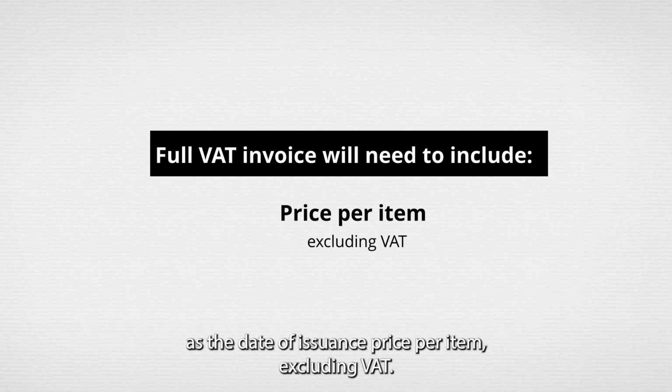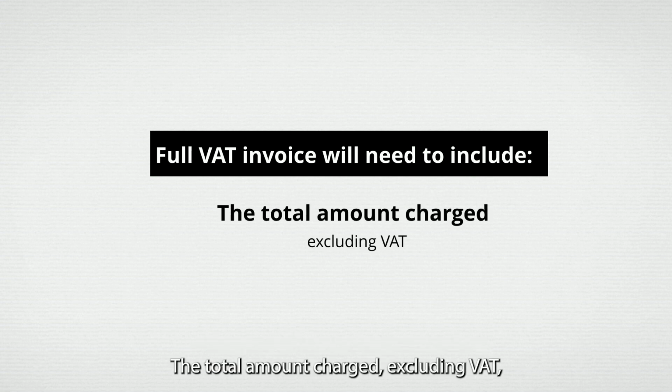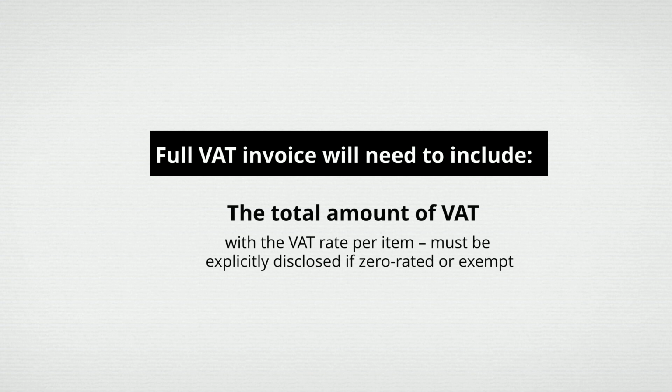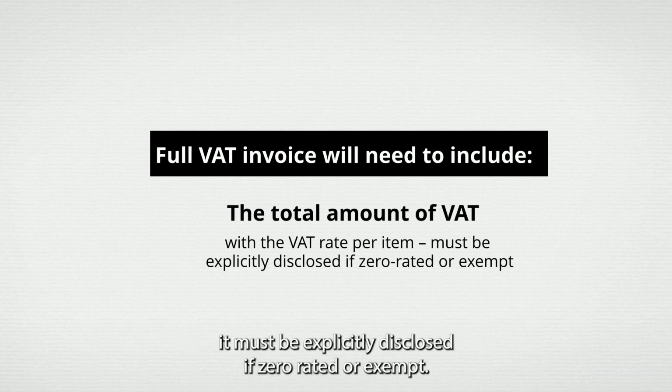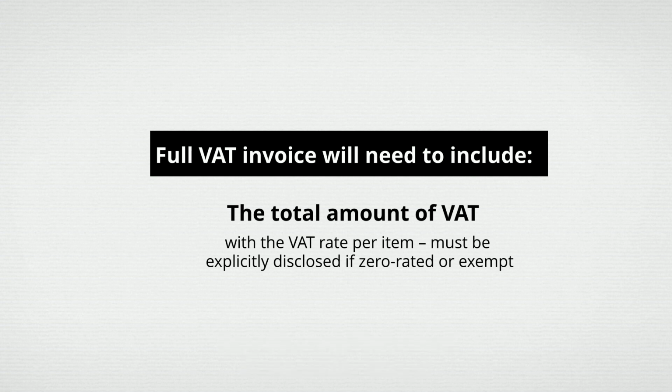Price per item excluding VAT. The total amount charged excluding VAT. The total amount of VAT with a VAT rate per item. It must be explicitly disclosed if zero rated or exempt.